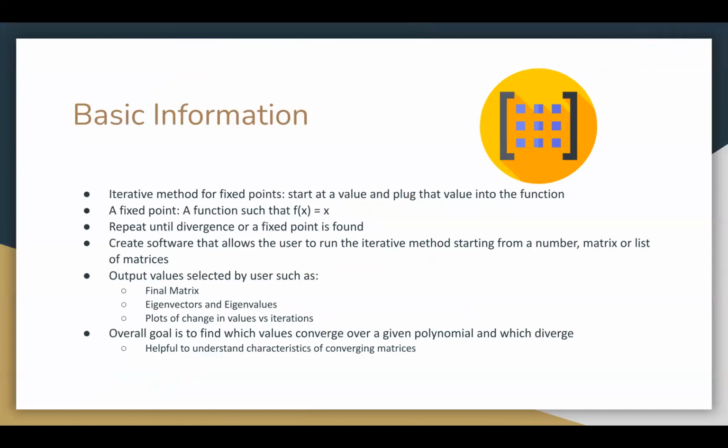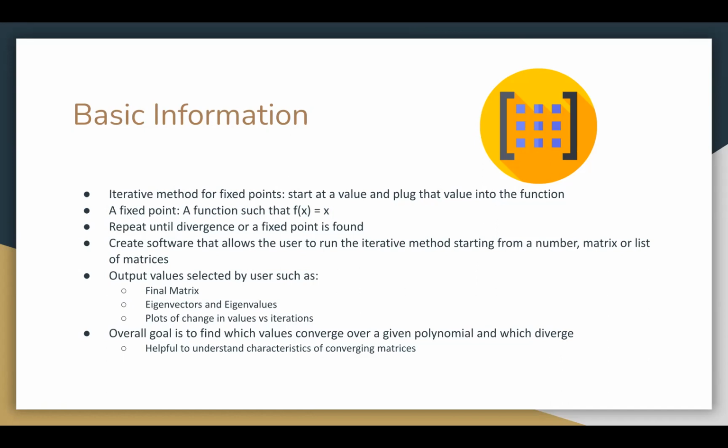a fixed point, which is a point that a function maps onto itself. For example, if I have a function where f of 1 equals 1, that means 1 comma 1 is a fixed point for that function. And one method for finding fixed points is called the iterative method, where essentially you take the starting point, you plug that starting point into the function, and then take that value and plug it back into the function. You keep doing that until a fixed point is found.